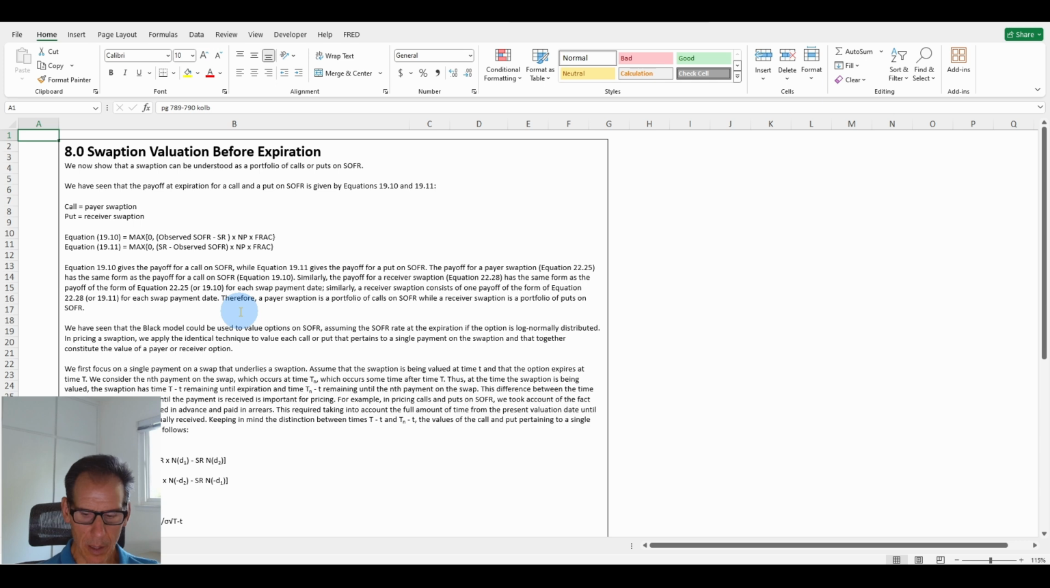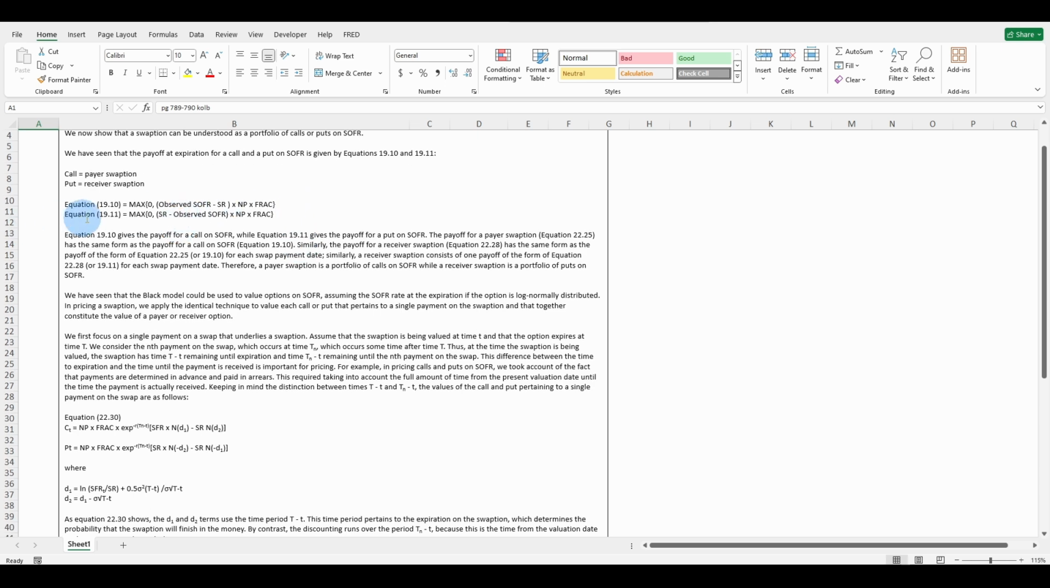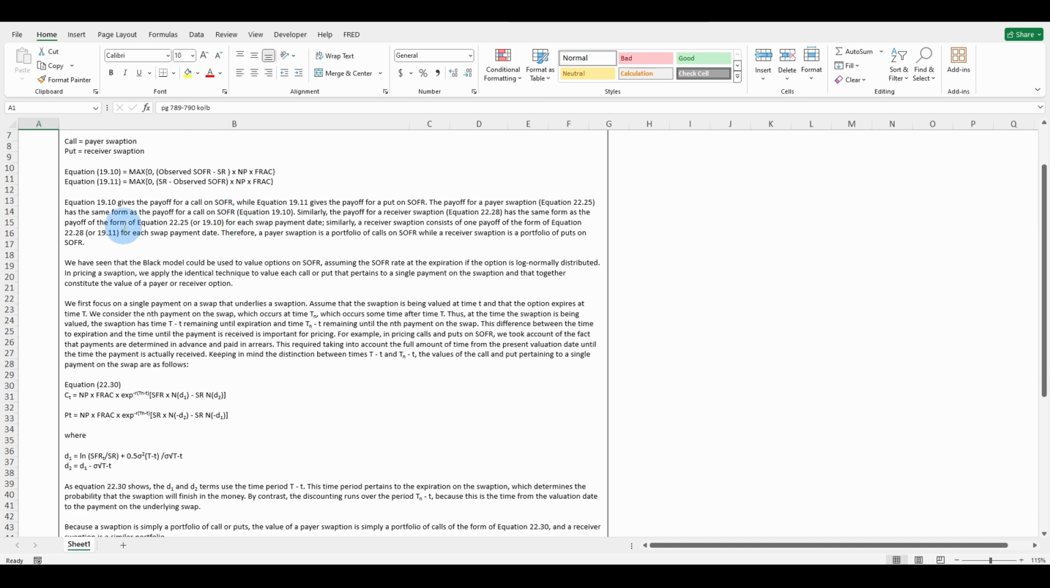Swaption valuation before expiration. We now show that a swaption can be understood as a portfolio of calls or puts on SOFR. We have seen that the payoff at expiration for a call and a put on SOFR is given by equations 19.10 and 19.11. Call equals payer swaption, put equals receiver swaption. We know notationally that this is the structure.